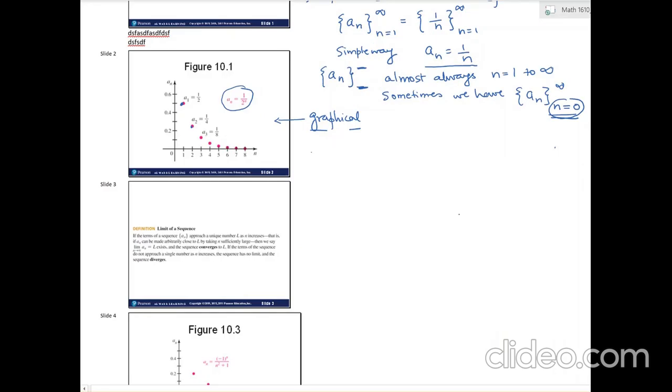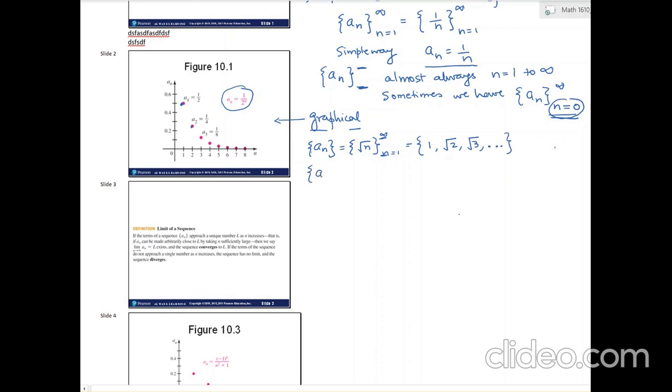So let's look at some sequences. So suppose I have an to be square root of n. Now notice I don't have to write the limits of the sequence every time. So we assume that it is from 1 to infinity even when I don't write anything. So this gives me a sequence with terms that are 1, square root 2, square root 3, and so on.